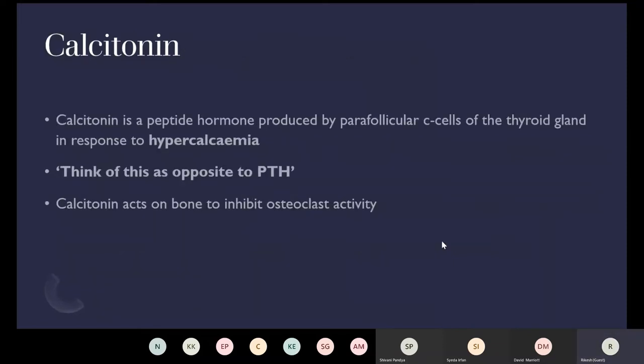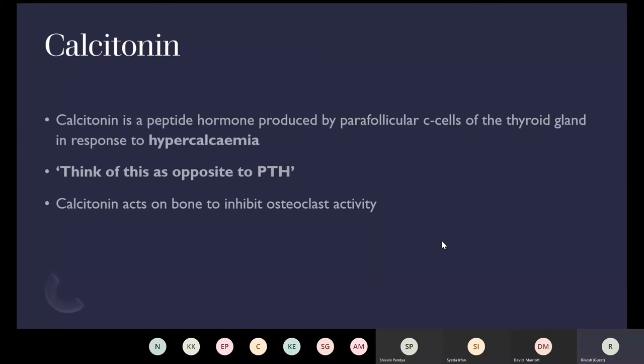Calcitonin is a peptide hormone produced by the parafollicular C cells in the thyroid gland, and that's produced in response to hypercalcemia. So just think of this as opposite to parathyroid hormone, and it acts by inhibiting osteoclast activity. So basically, I think that's it. So that is all of those three things, which is quite a lot.